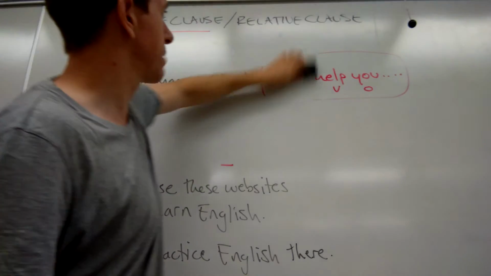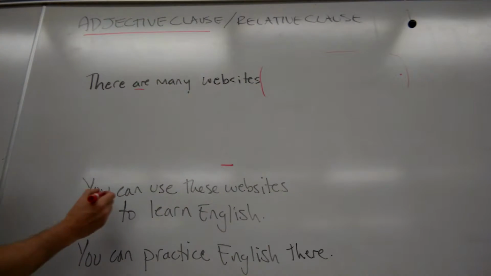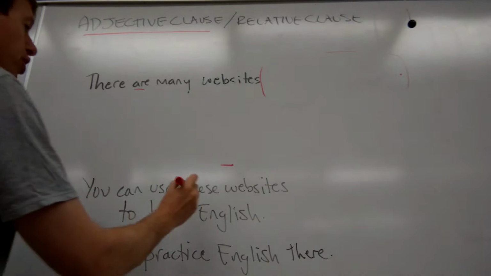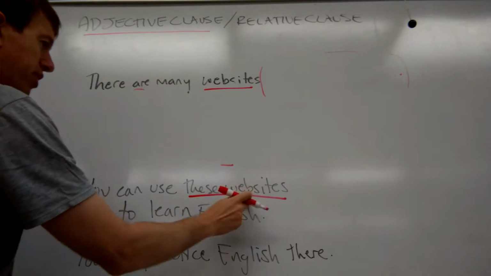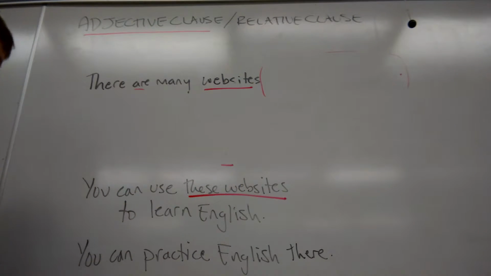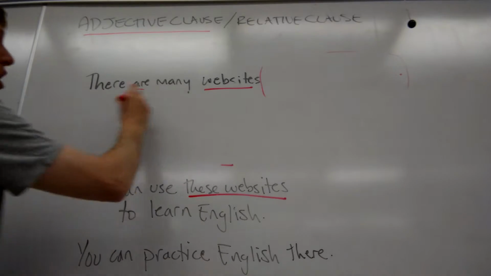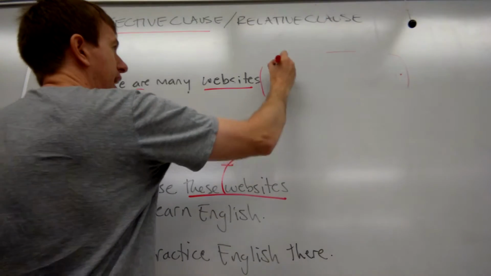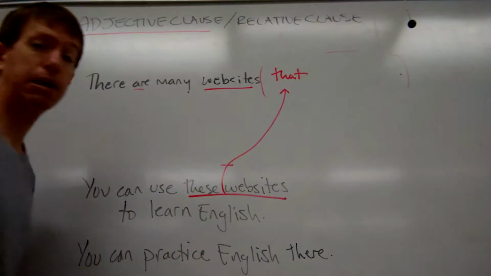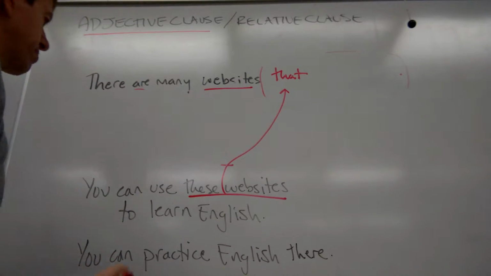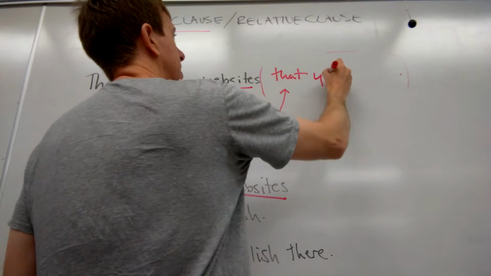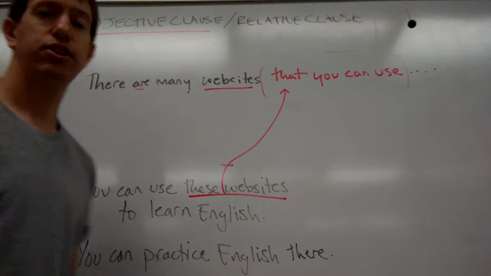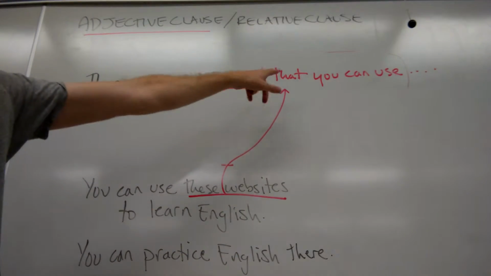Okay, let's say you want to say something slightly different. Let's say you want to say, you can use these websites to learn English. So I want to have you in there. The websites is the same in both cases, right? So there are many websites. Now I need to put a relative pronoun here. And again, it's that, which is in this case going to be the object, an object relative pronoun. Then I can just copy everything else. That you can use. You can just stop there if you want. There are many websites that you can use.